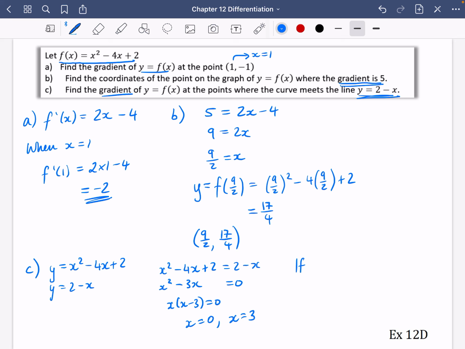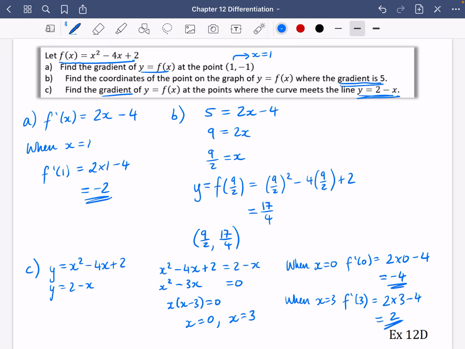Just to finish off, we're going to find the gradient at these points. So if x equals 0, the gradient at 0 would be 2 times 0 minus 4, using the gradient function that I've got up here. And that's going to be just minus 4. I suppose I shouldn't say if, I should have said when. And when x equals 3, the gradient at 3 is going to be 2 times 3 minus 4, so that's 6 minus 4, which is 2.